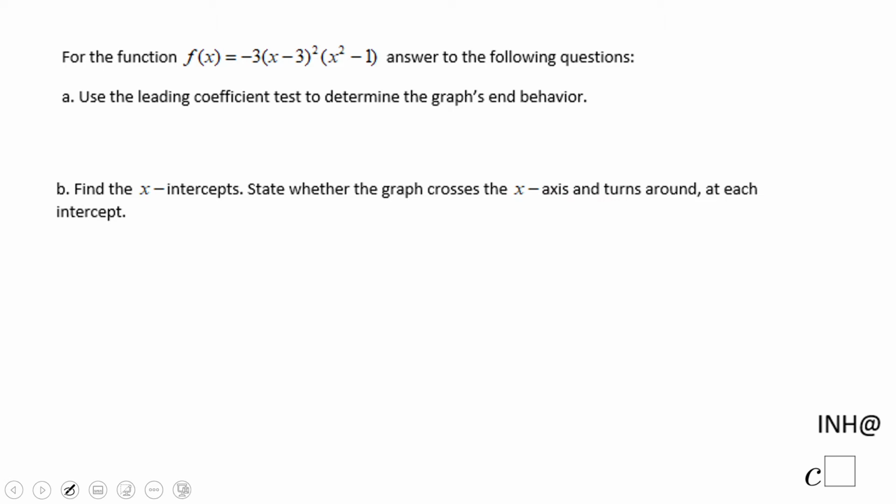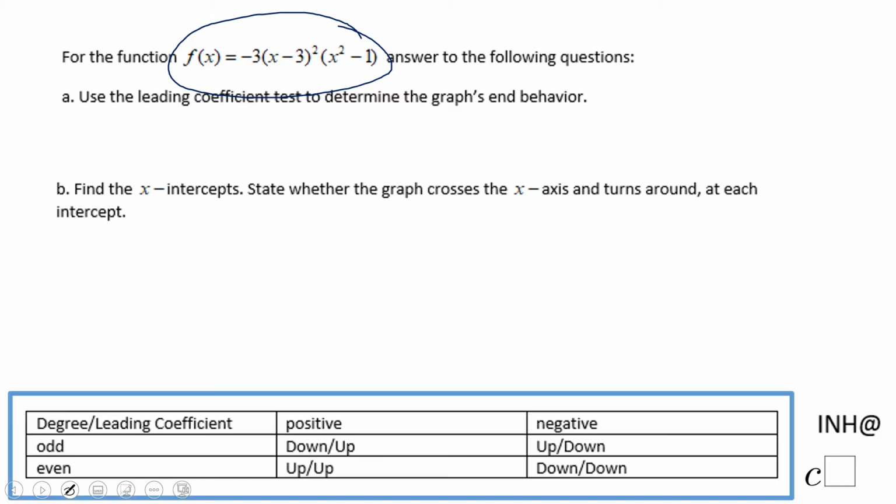In this example, we have a polynomial function in almost prime factored form, and we need to answer some questions. First of all, they ask us to use the leading coefficient test to determine the graph's end behavior. So this is what I'm going to use to find the end behavior. For that reason, I need to find the degree and the leading coefficient.